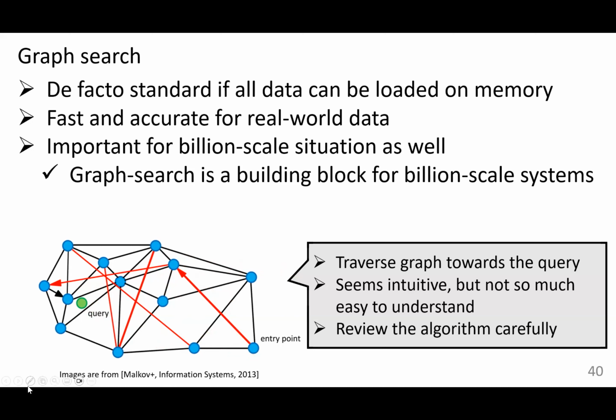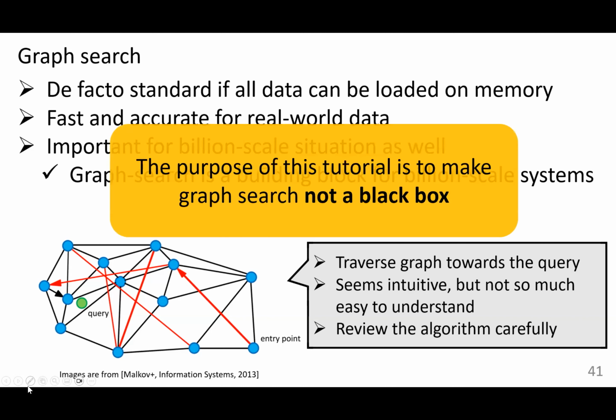So this algorithm seems intuitive, right? If you read papers, they just say something like beam search, but it's not so easy to understand, in my opinion. So I will review the algorithm very carefully. The purpose of this tutorial is to make graph search not a black box.